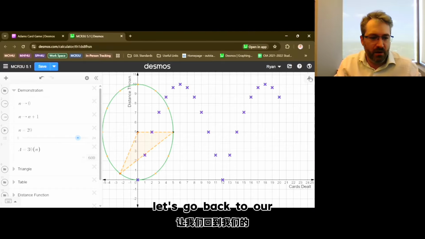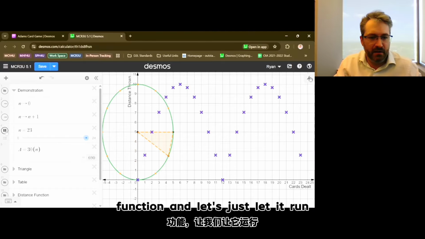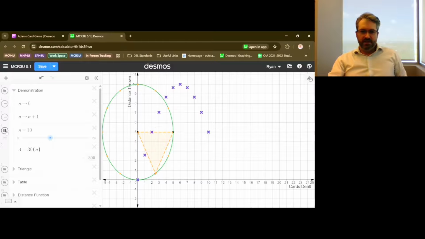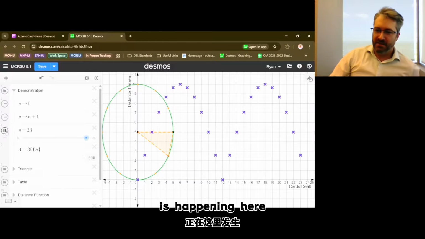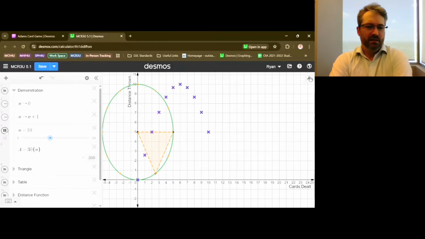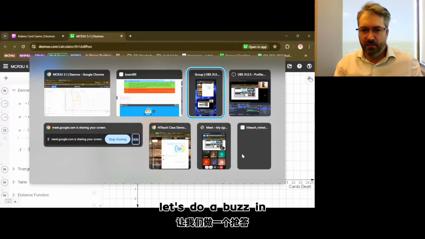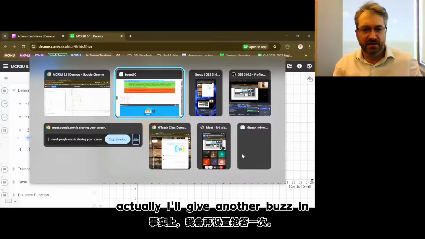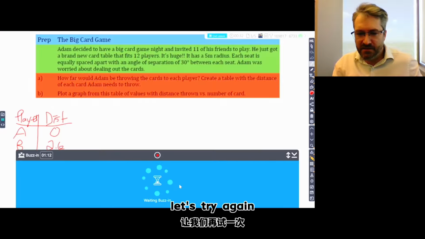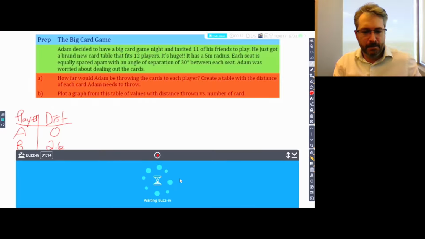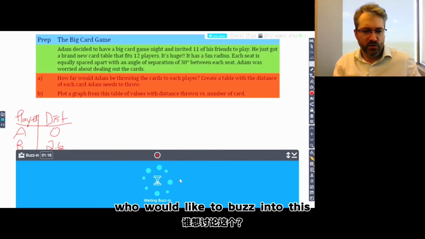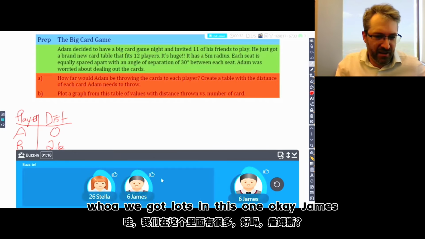Let's go back to our function and let's just let it run. How many cycles do you think is happening here? The hint being the circle as well. What do you think? Let's do a buzz-in. Actually, I'll give another buzz-in. Let's try again. Who would like to buzz in for this? Whoa, we got lots in this one.